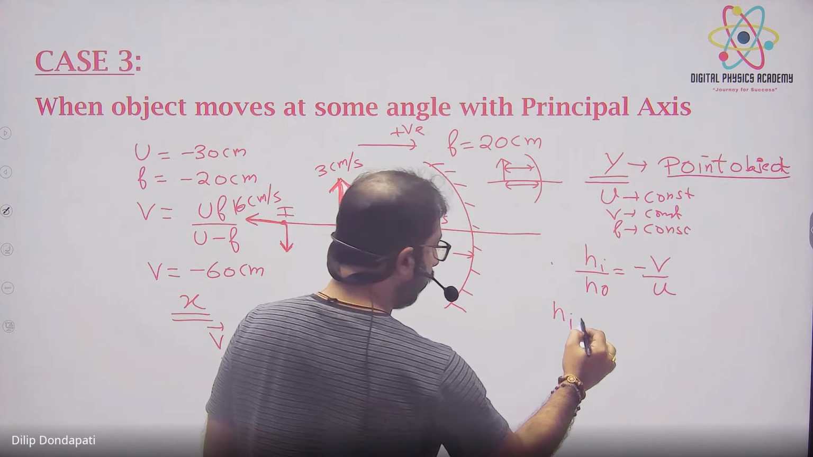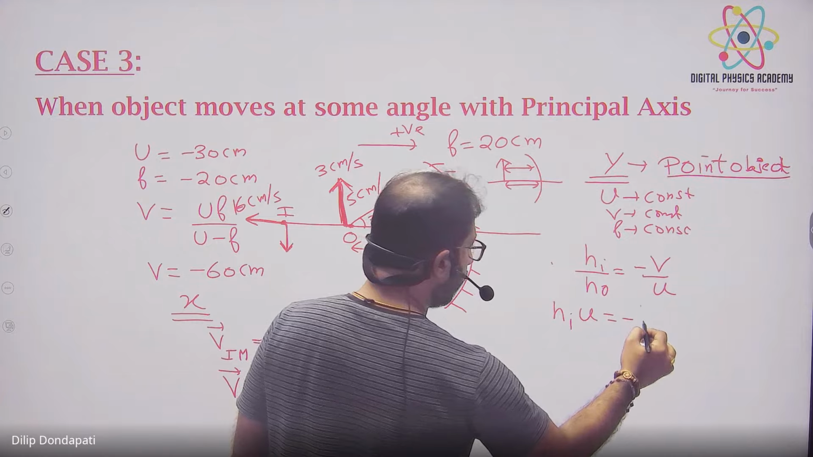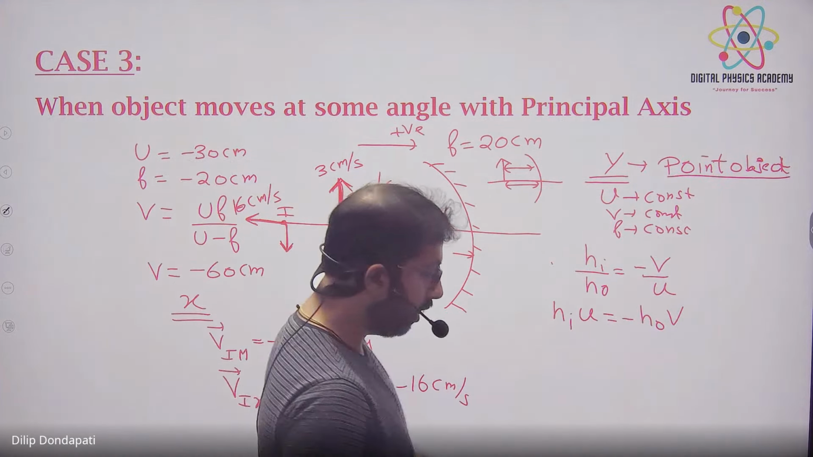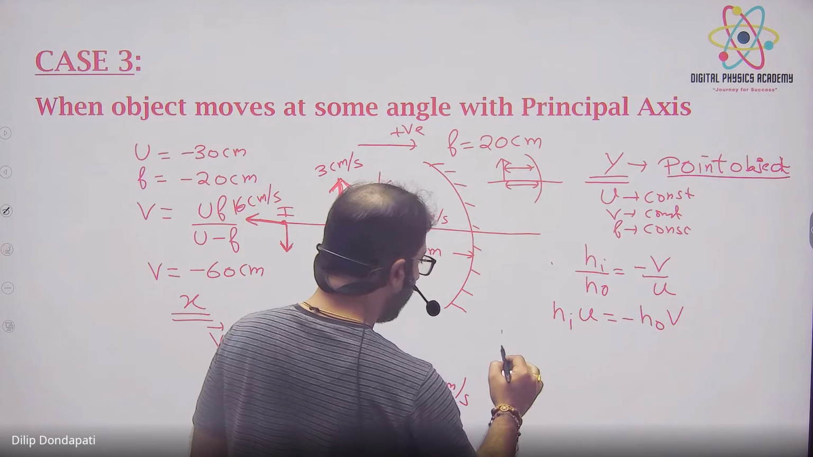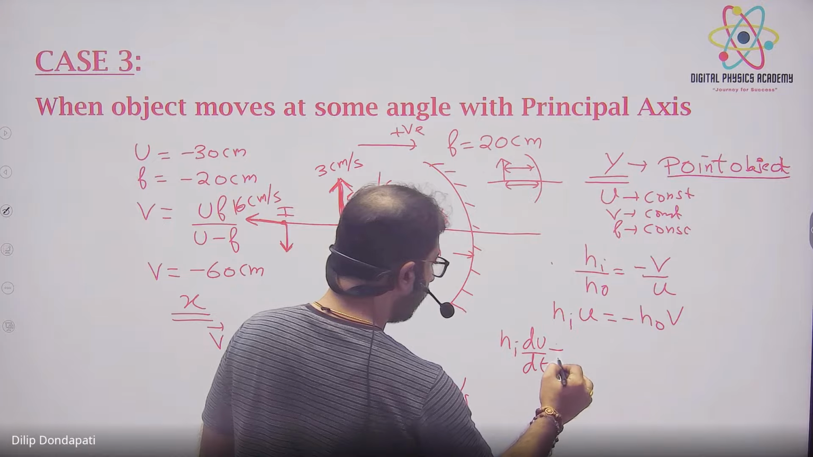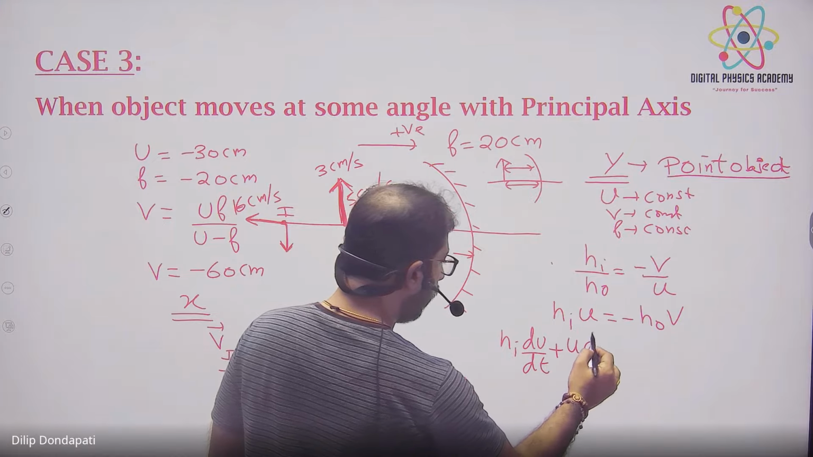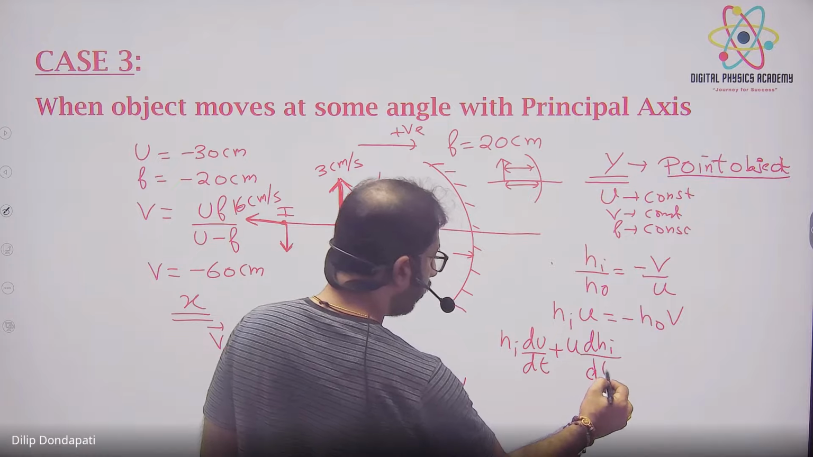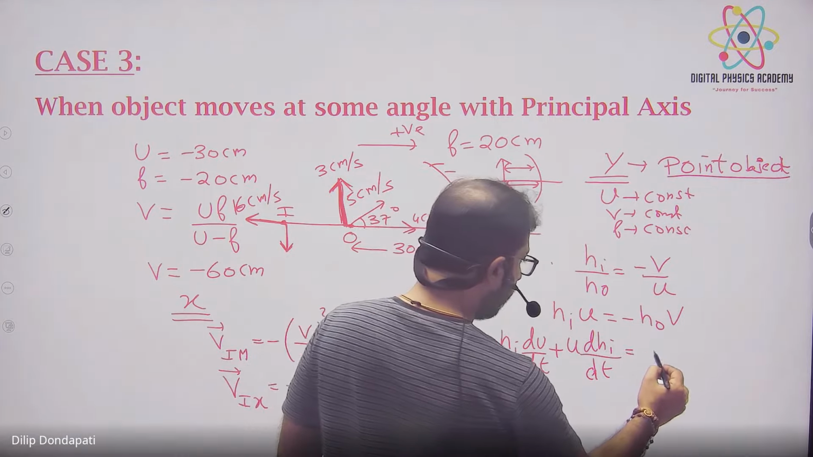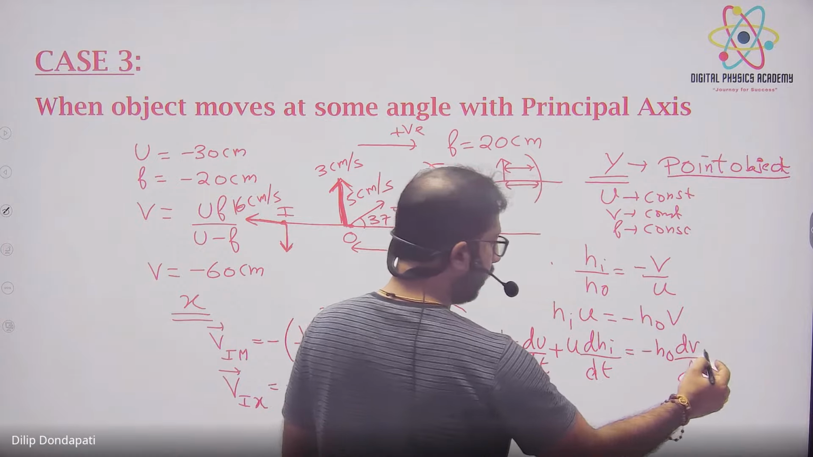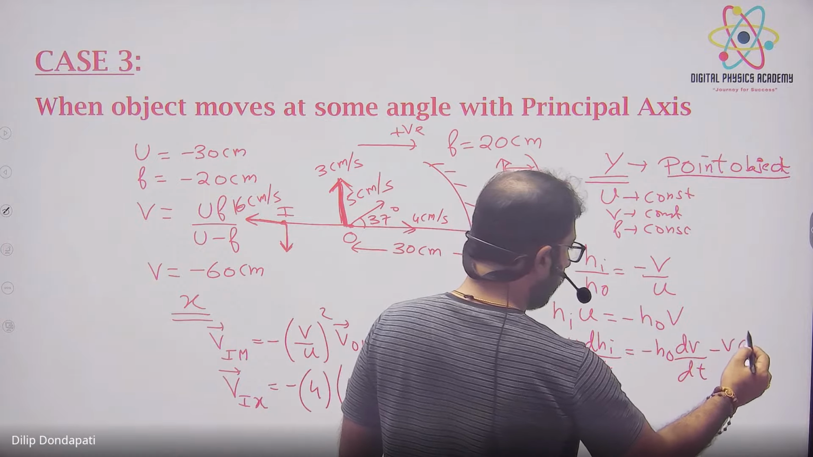So HI into U is equal to minus HO into V. Now differentiating. So use the UV method. HI into du by dt plus u into dhi by dt is equal to minus ho into dv by dt minus v into dho by dt.